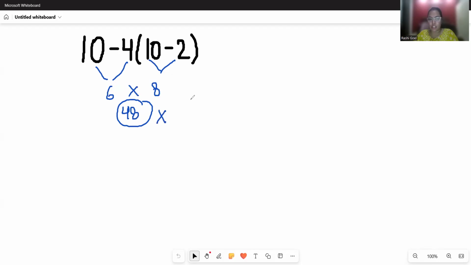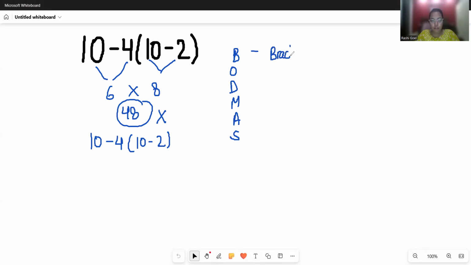Yes, it's incorrect. In an expression like this, 10 minus 4, then a bracket, and there is a subtraction inside the bracket, you always have to follow the order of operations, which is also known as the BODMAS or PEMDAS rule. As per this rule, first you always solve the bracket if given, then order, then division and multiplication, which have the same priority, and similarly addition and subtraction.